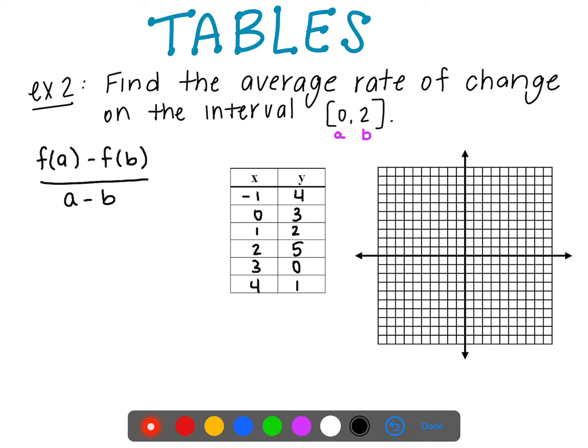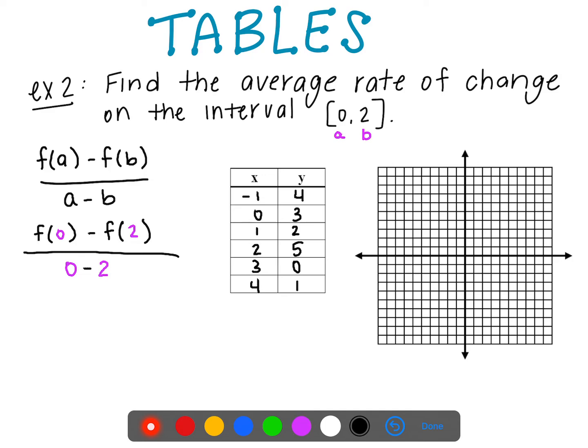So when I go back to my equation, I get f of 0 minus f of 2 all over 0 minus 2.